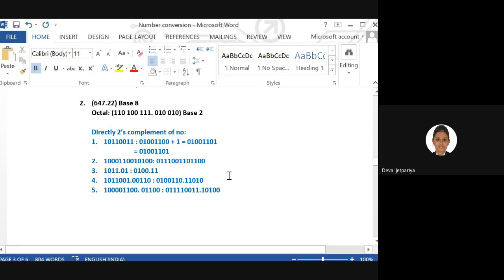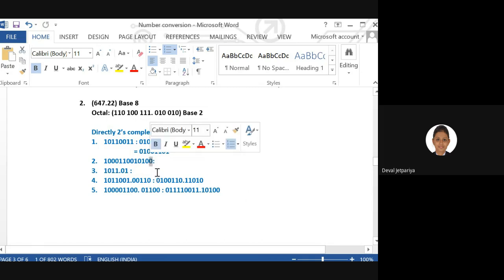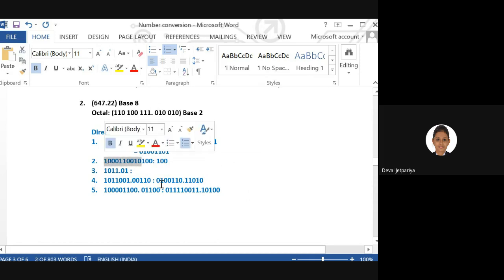Let me take two, three more examples. See, this example. Again, we need to start with this last location, and until we get the first one, everything we need to write down as it is, including this one also, right? So 0 as it is, 0 as it is, and this 1 as it is. After that, whatever is pending, you need to write down as a one's complement, right?